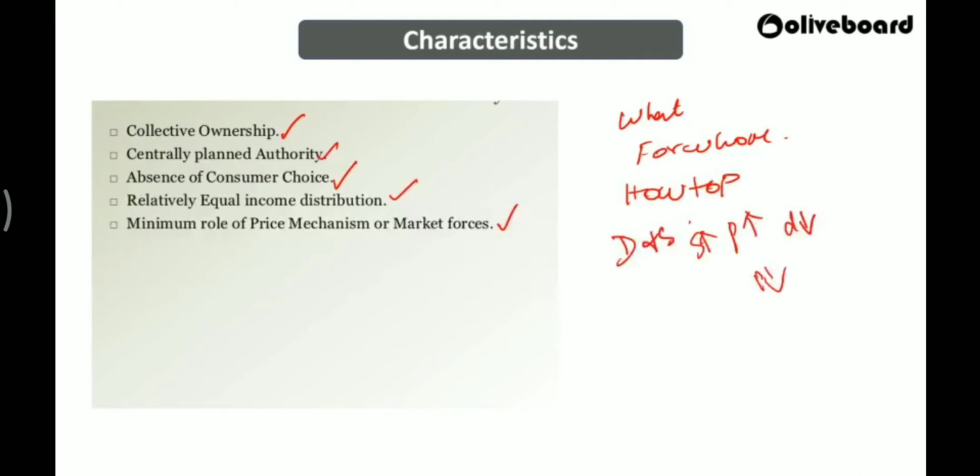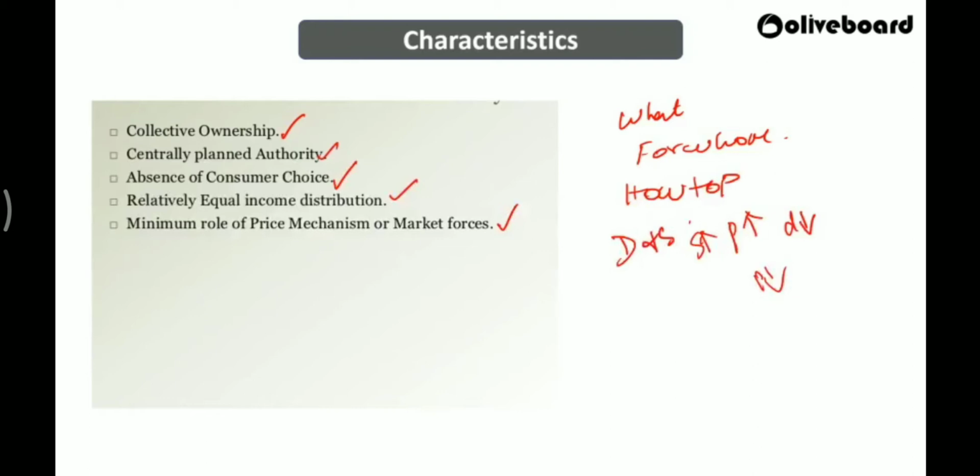But here, everything is planned by whom? Government. So here, who is the supplier? Government is the supplier. So when the government decides they want to supply this much, they'll supply only that much, irrespective of the prices. So here the role of price is very less. It won't play much part in the market or in the economy. So that is why it is called minimum role of price mechanism.